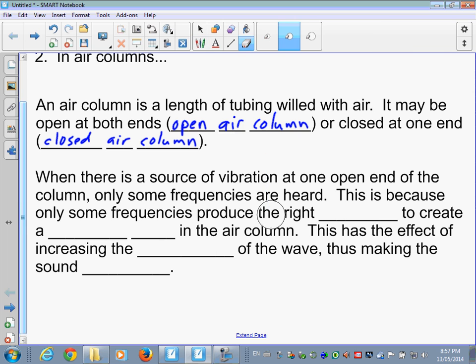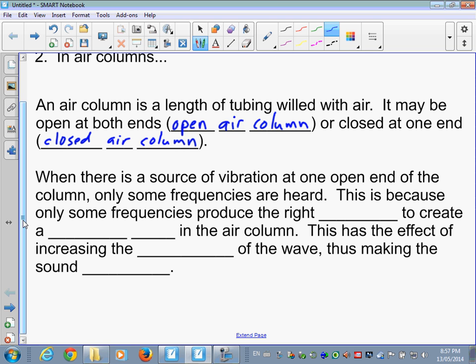So if we produce some sort of source of vibration at one of the open ends of the column, you'll notice that we only hear some frequencies. And I can take a pop bottle and I can blow across the top, and you hear that frequency. There's only one frequency that you're hearing, plus all of the harmonics, just the same way as it was with strings.